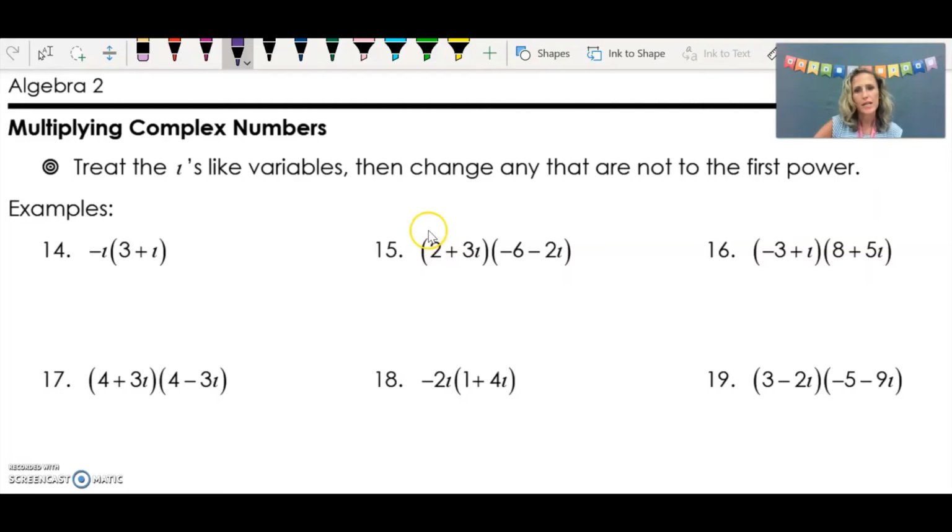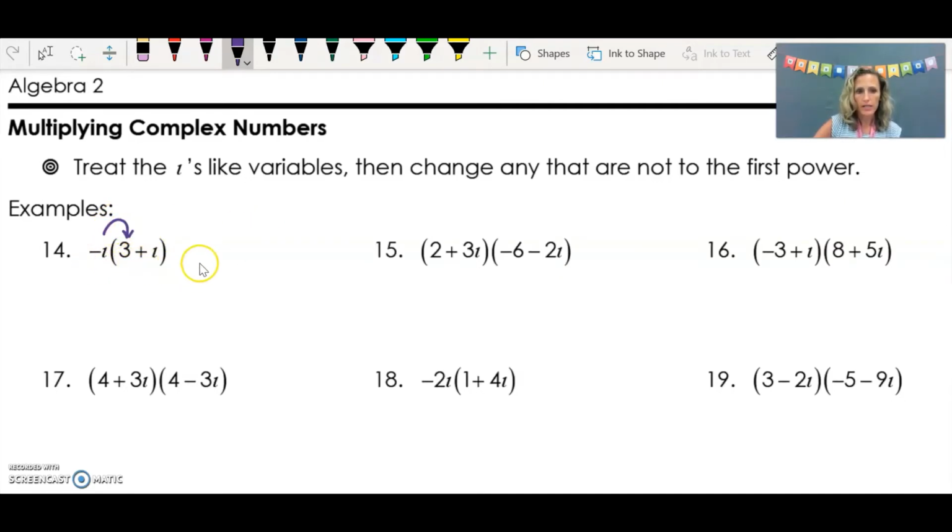Hi guys, today we're going to be multiplying and dividing with complex numbers. We're going to continue treating those imaginary units like variables, and if we get higher powers of i, we're going to use the properties we learned yesterday to simplify them. So let's get started. For number 14, we're going to distribute negative i to both terms in the quantity.